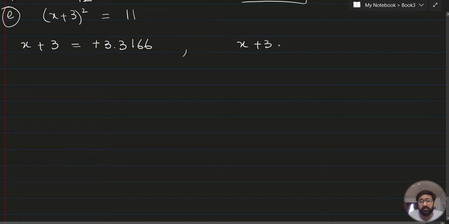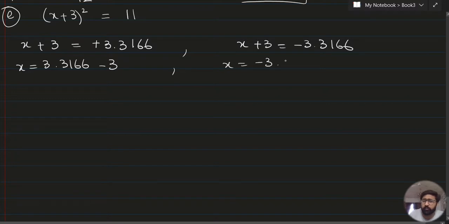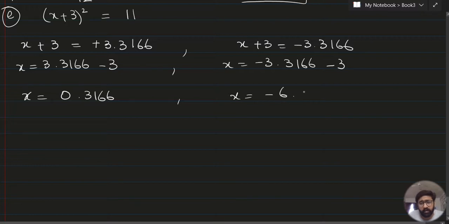On the other side as well, we are going to get two possible solutions, one positive and the other negative. So negative 3.3166. So the value of x is going to be 3.3166 minus 3 and minus 3.3166 minus 3. So if we simplify these two values, we are going to have 0.3166, and the value of x is going to be minus 6.3166. But the answer has to be in two decimal places.